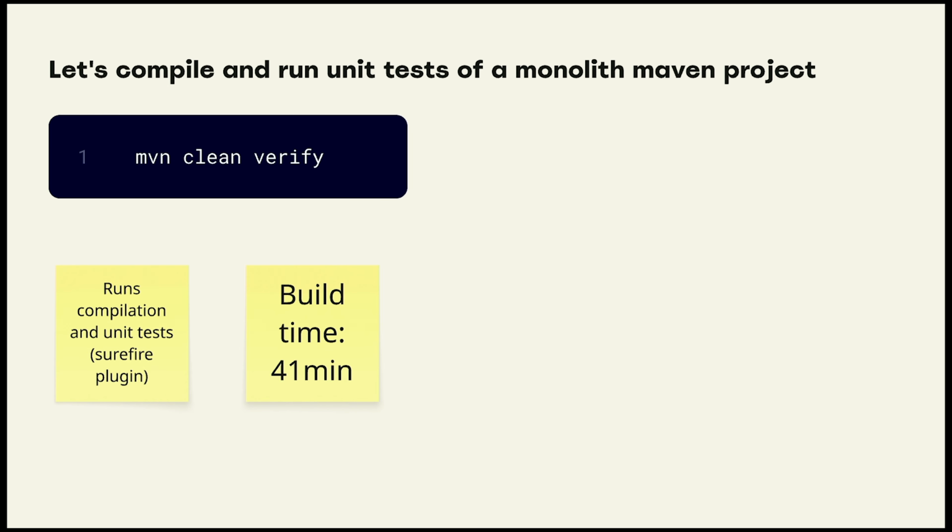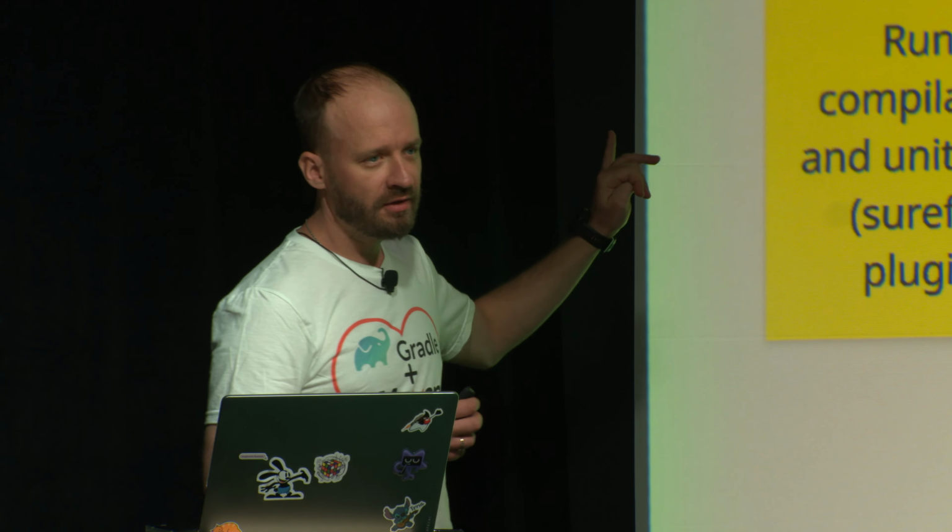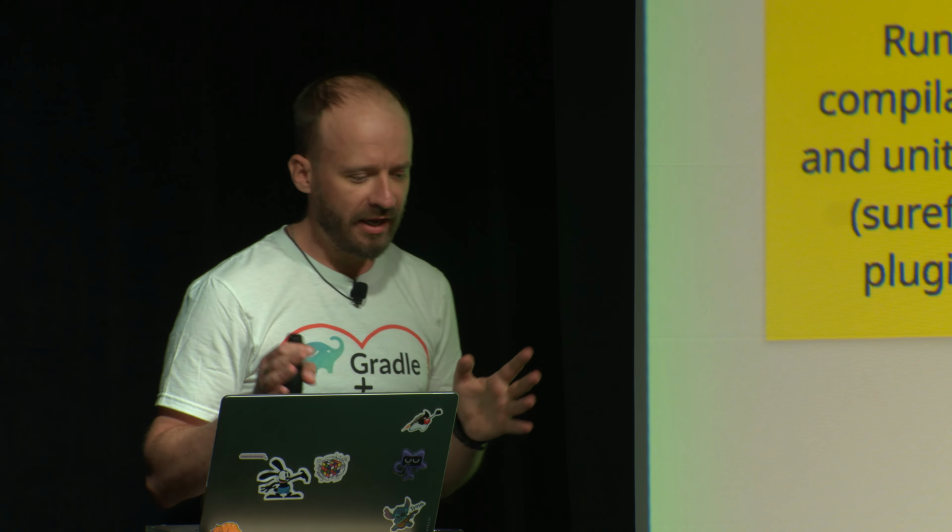So how do we usually do it? Something like mvn clean verify. In this scenario, it will compile our Java code, compile tests, run unit tests. Integration tests are not included by default. So what time will we have there? In our case, something like 41 minutes. So can we make it better and faster?